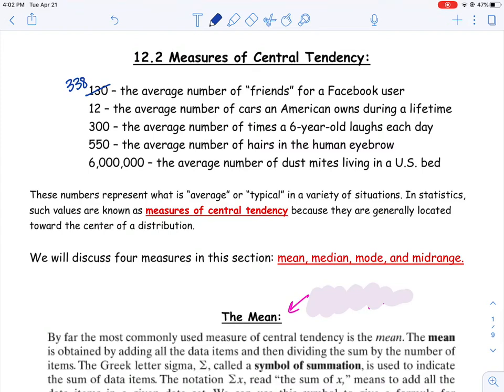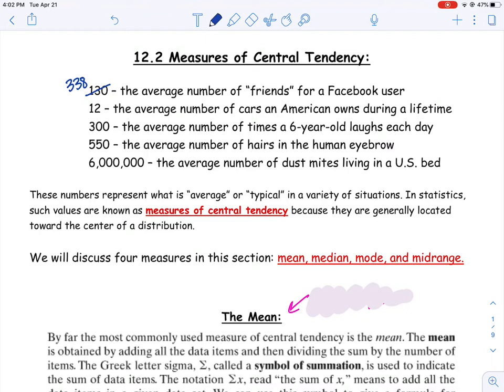300 is the average number of times a 6-year-old laughs each day. Aw, that's sweet. 550 is the average number of hairs in a human eyebrow. Unless you consider my dad, then he's got like triple that amount. And 6 million is the average number of dust mites living in your bed. Ugh. These numbers represent what is average or typical in a variety of situations.